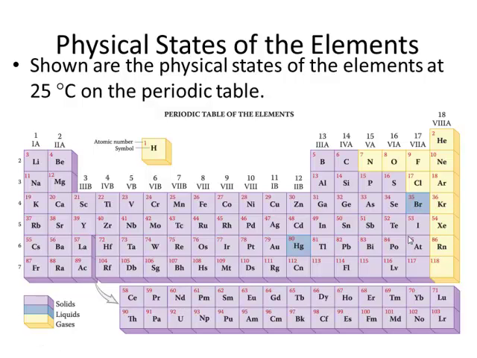Here are the physical states, so you can look at that. Most of them are solids. The two that are liquids are mercury and bromine. Then we have some gases.